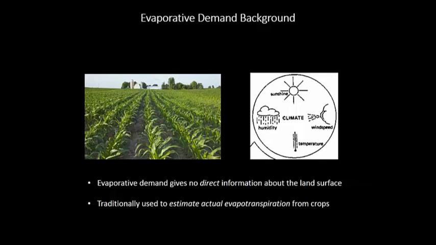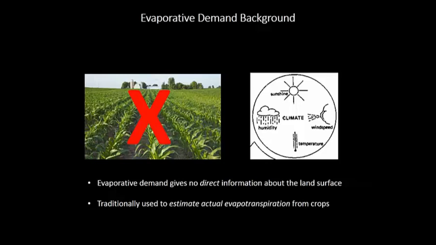A lot of people, it can often get confused between what's evaporative demand and what's actual evapotranspiration, as I mentioned before. And so the evaporative demand, again, this gives no direct information about the land surface. That is the actual evapotranspiration.